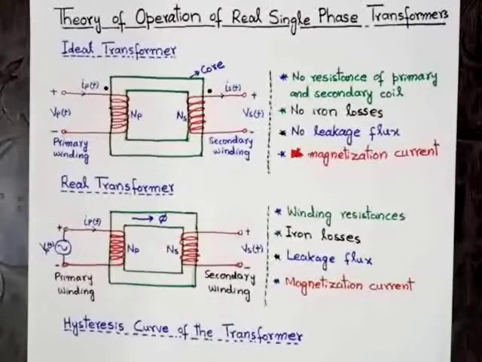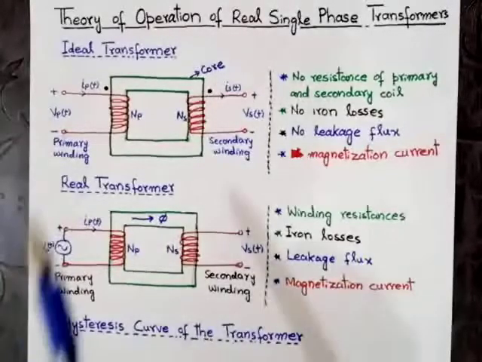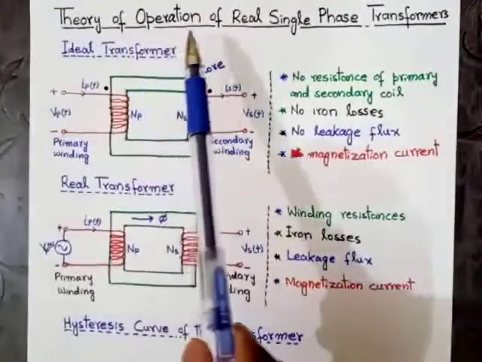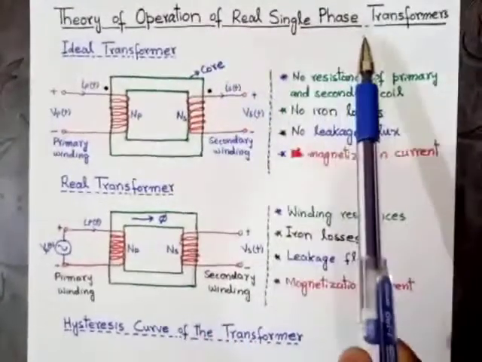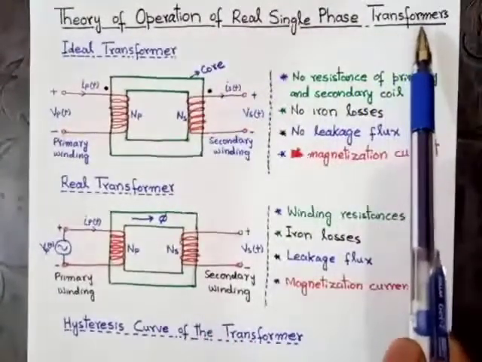In the last lecture, we discussed the introduction to transformers, why transformers are important to modern life, types and construction of transformers, and the ideal transformer. In this lecture, we will have a look at the theory of operation of real single-phase transformers.